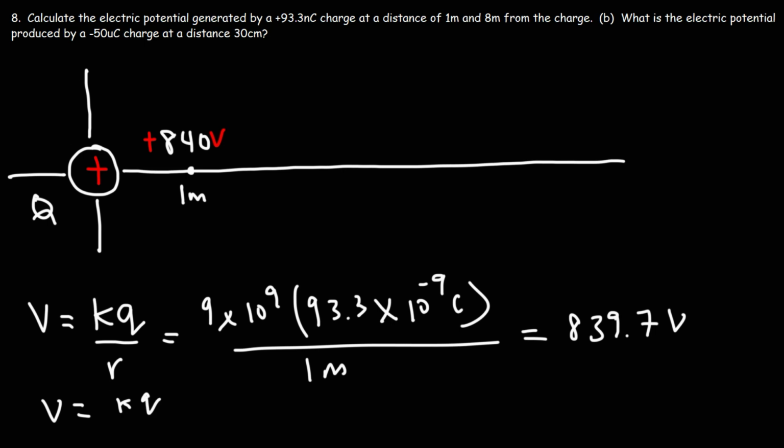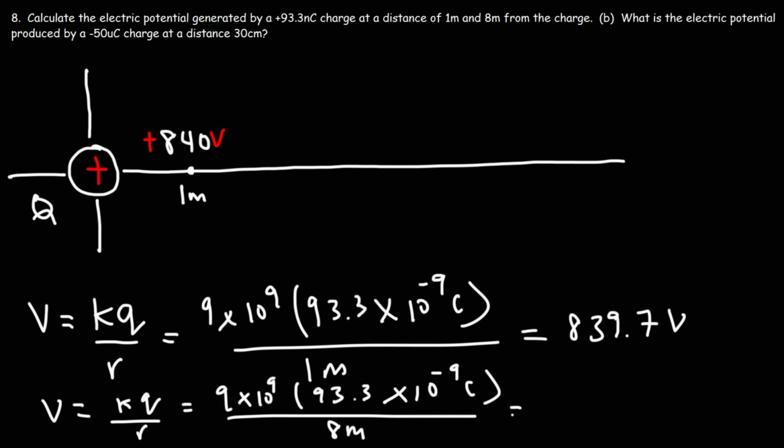So now let's use this equation again to calculate the electric potential at a distance of 8 meters from the charge. So everything is going to be the same except our R value. We're going to divide it by 8 instead of by 1. So the electric potential will be approximately 105 volts. So let's say 8 meters is here. So it's 105 volts at that point.